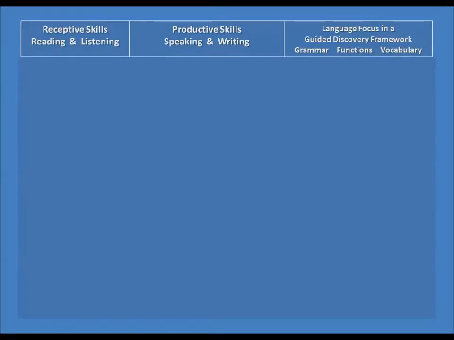Last time we looked at receptive skills, productive skills, and language-focused lessons. And by this we mean lessons where grammar, functions, or vocabulary is the main aim of the lesson. And we looked at the different stages.